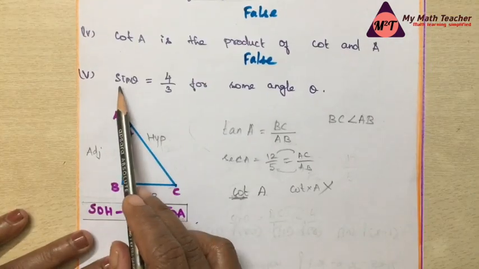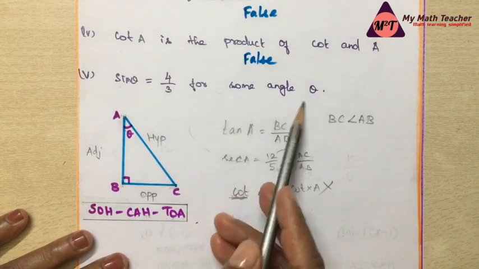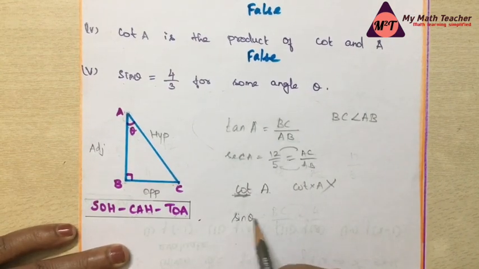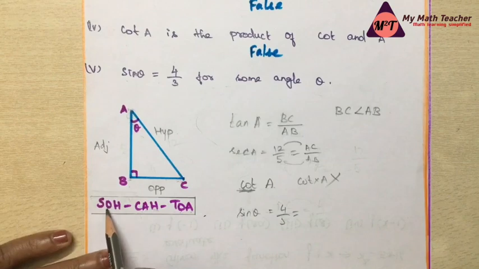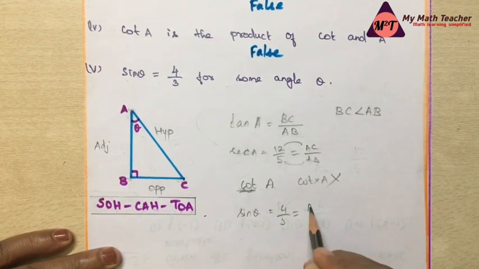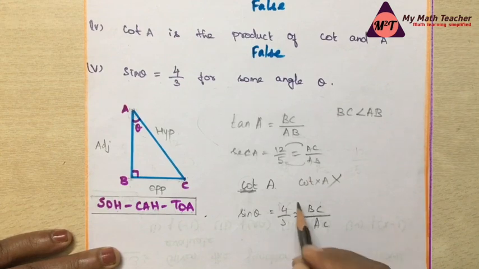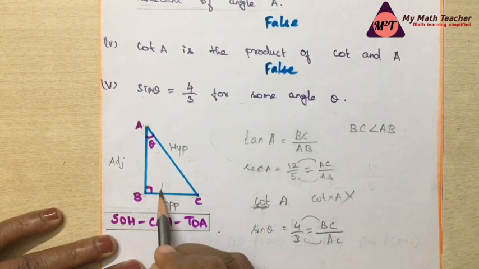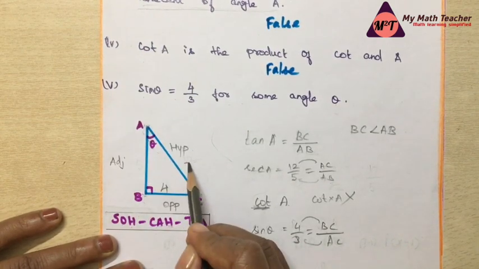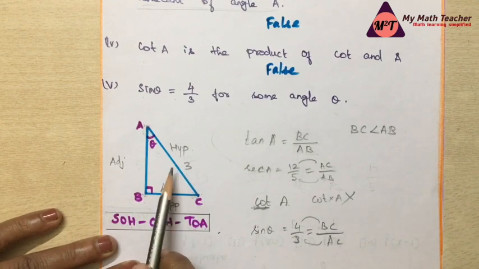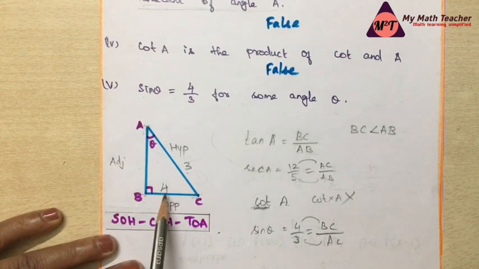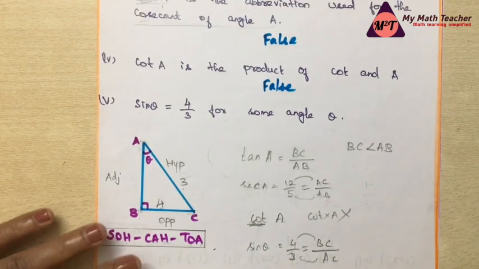The final subdivision is, sin theta is equal to 4 by 3 for some angle theta. So let us consider the same triangle. Theta is here. So sin theta is given as 4 by 3. As we know, sin is opposite side by hypotenuse, that is BC by AC, the hypotenuse. So when we equate this, BC, the opposite side, is 4 and the hypotenuse AC is 3. So it is definitely wrong because the hypotenuse AC should always be longer than the other two sides, whereas 3 is smaller than 4. Definitely this statement is also false.